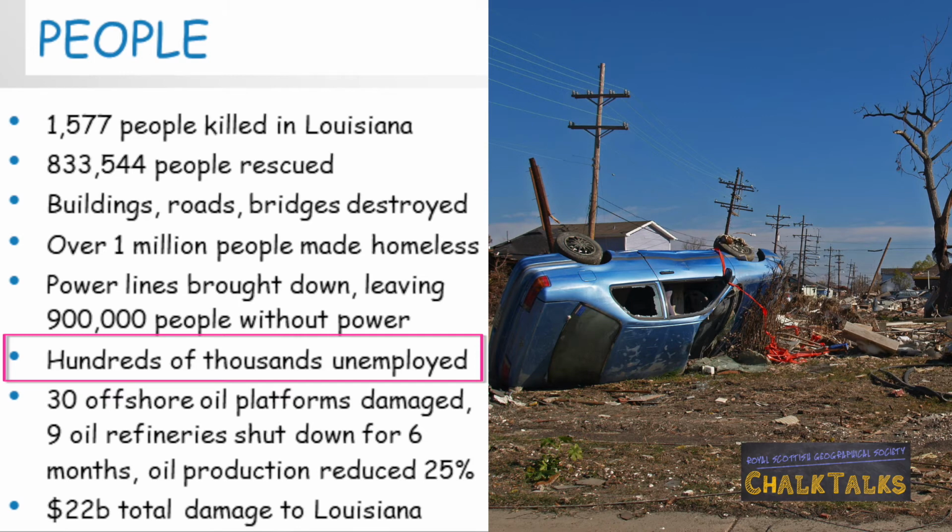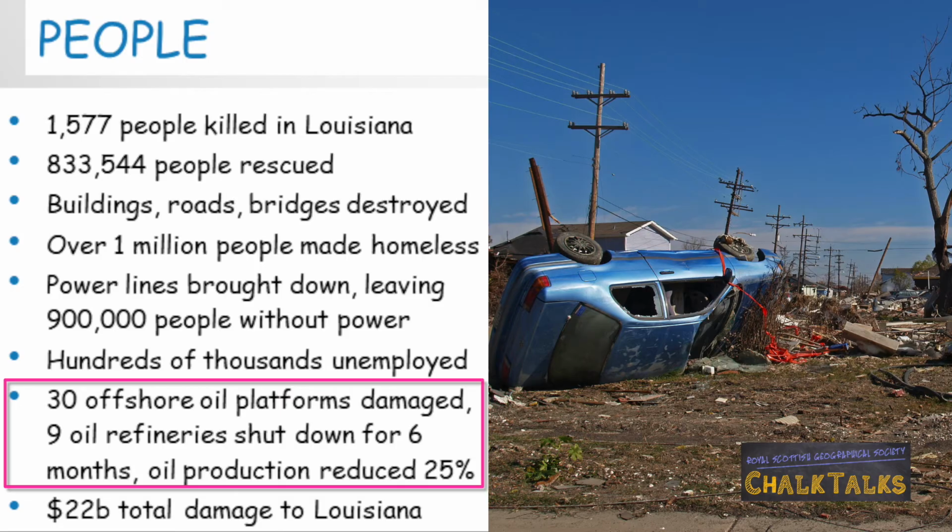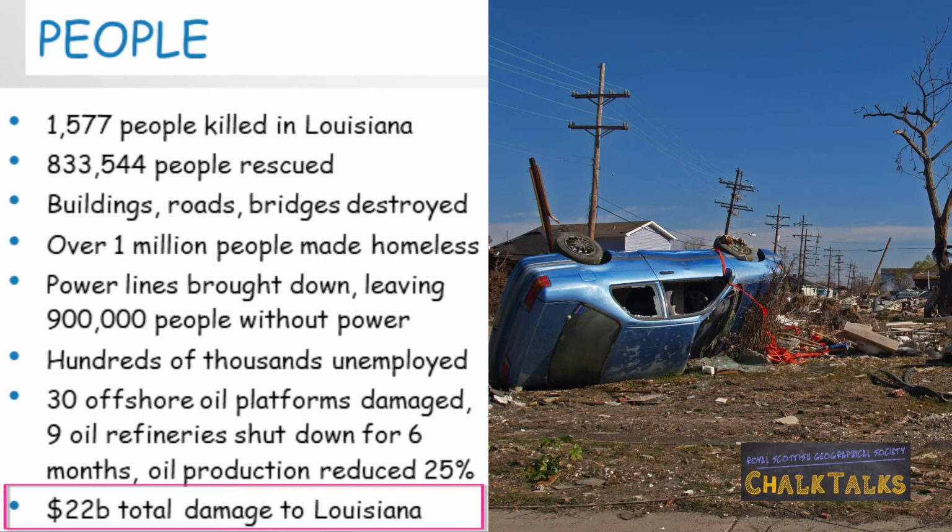In particular, the oil industry in the Gulf of Mexico was badly affected, with 30 offshore oil platforms damaged and 9 refineries having to be shut down for 6 months, reducing production by 25%. Overall, the total cost of Hurricane Katrina to the state of Louisiana alone was $22 billion.